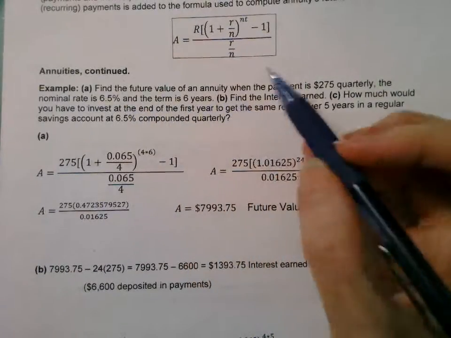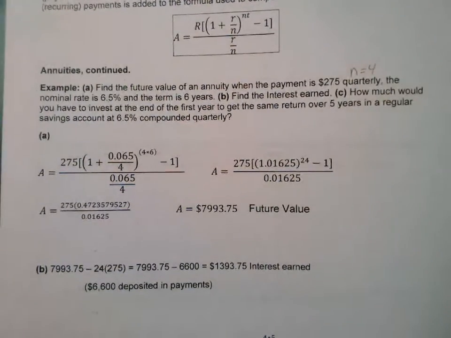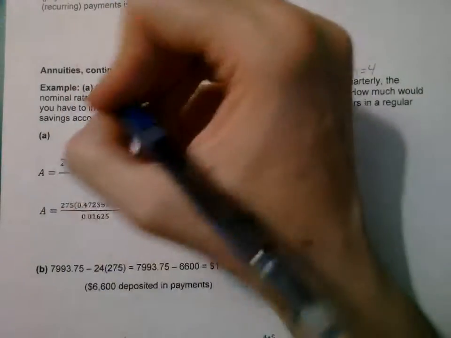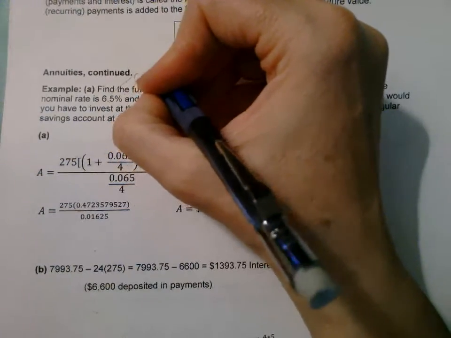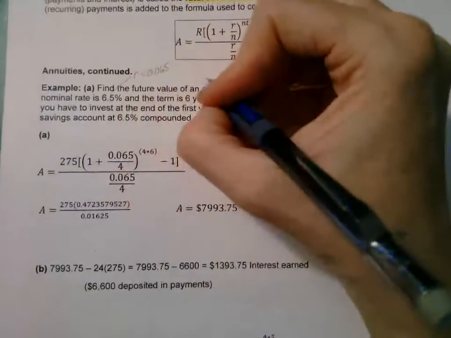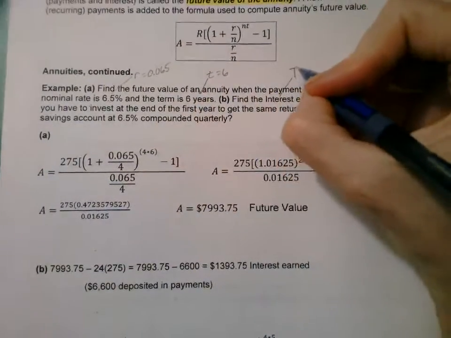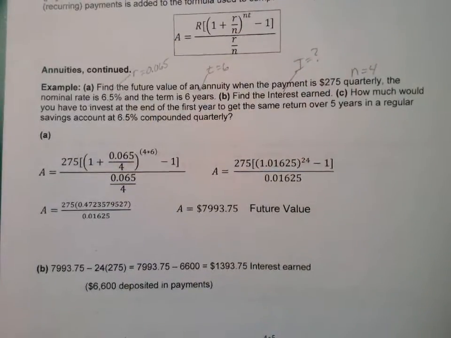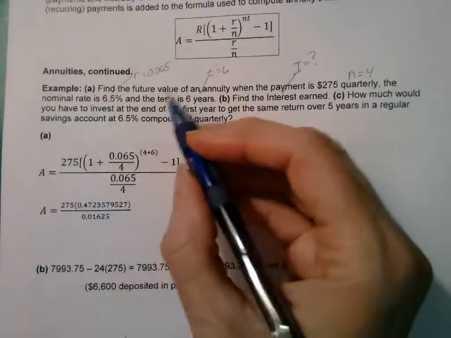Find the future value of annuity when the payment is $275 quarterly. And the nominal rate or stated rate, or r, is 0.065. The term is 6 years. Find I. How much would you invest at the end of the first year to get the same as 5 years in a regular savings account, compounded quarterly? We'll get to that in just a second. All right, so let's start off with the future value.